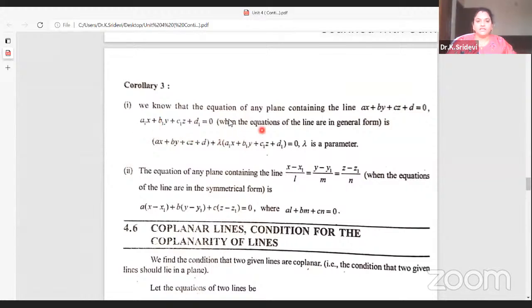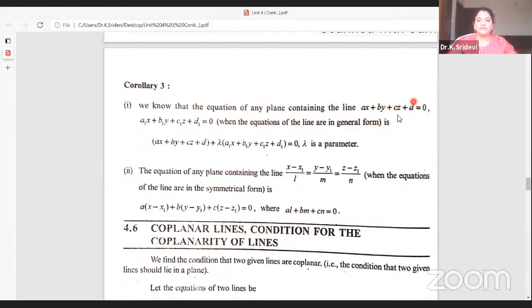We know that the equation of any plane containing the lines ax plus by plus cz plus d equal to 0 and a1x plus b1y plus c1z plus d1 equal to 0 is ax plus by plus cz plus d plus lambda into a1x plus b1y plus c1z plus d1 equal to 0, where lambda is a parameter. For example, when the equations of the line are in general form.